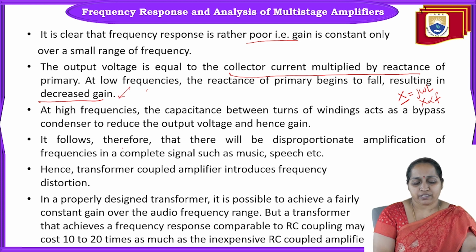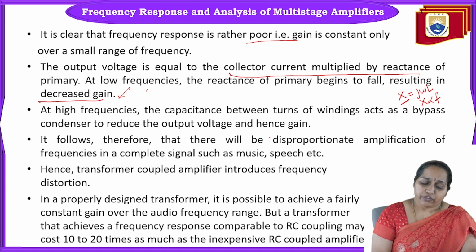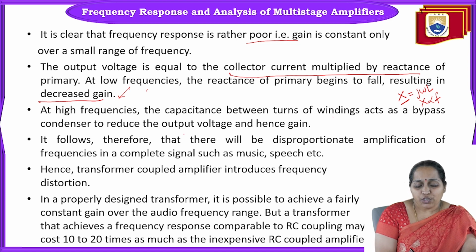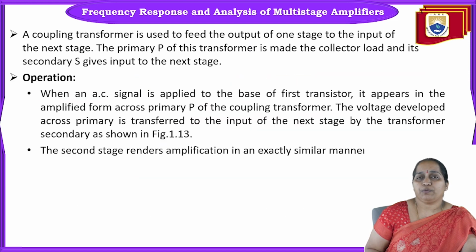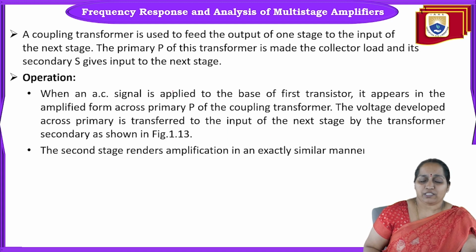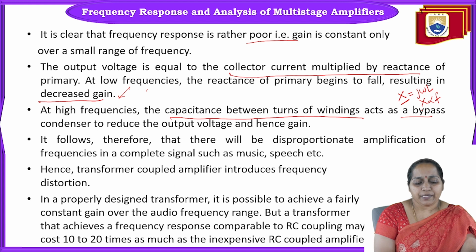What about at higher frequencies? At higher frequencies, the capacitance between turns of winding acts as a bypass condenser to reduce the output voltage and hence gain. So even at high frequencies, though the reactance offered by the primary winding is increased, you still have some capacitance between the turns of windings, and that capacitance is acting as a bypass condenser. So this will again reduce the output voltage, and definitely the gain will also be reduced.